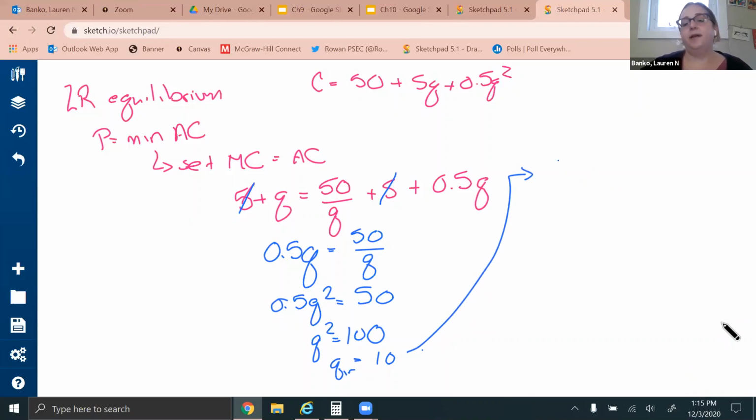And then to find the price in the long run, we're just going to plug in our 10 either to our marginal cost or our average cost function. I'm going to do it into marginal cost because it's a little bit easier, but again, it doesn't matter. So it's just going to be 5 plus 10, or 15.